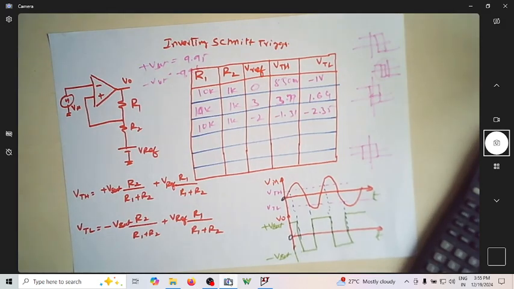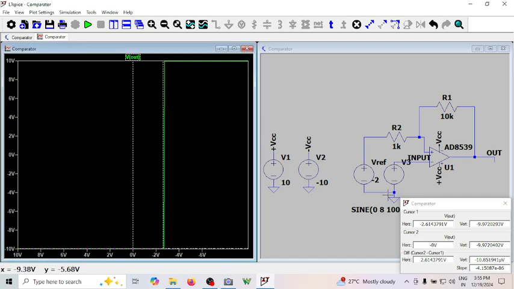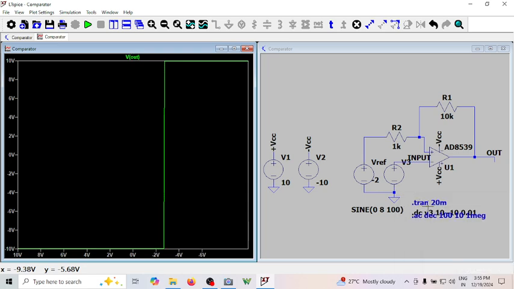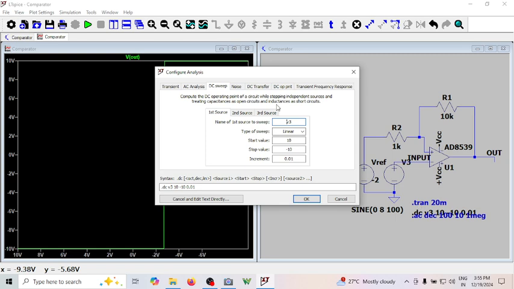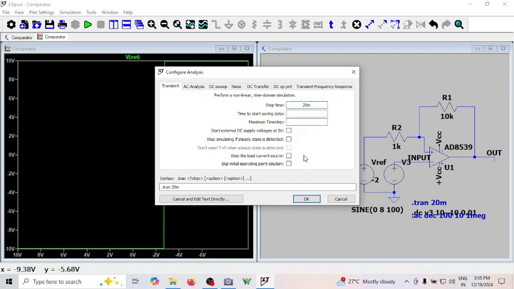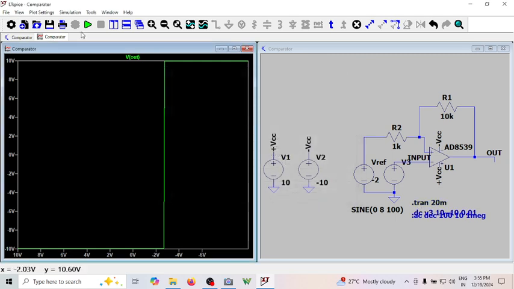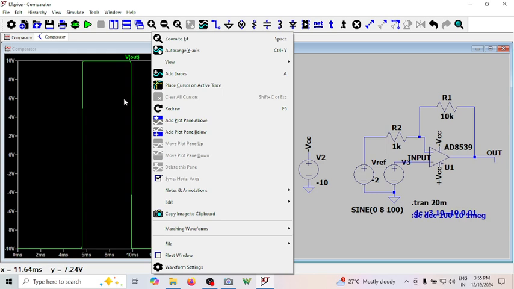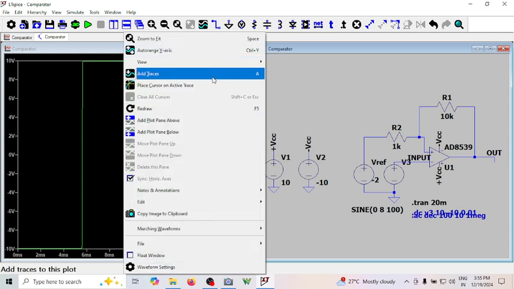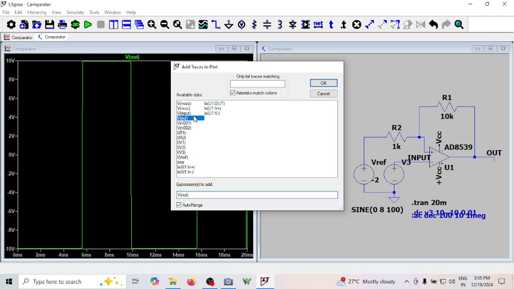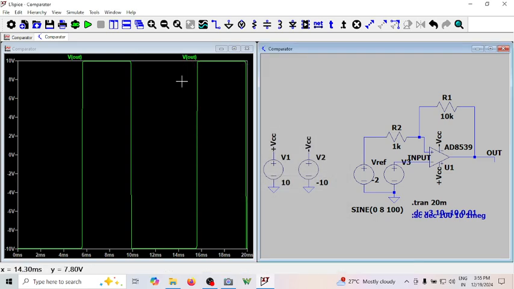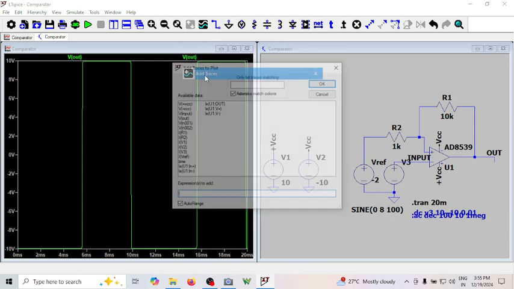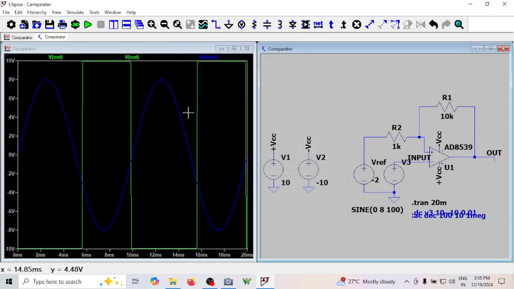Or if you are doing time response, what I'll do is simply change it. Everything else remains the same. Instead of this, I will go for .tran 20 millisecond. If I run, I'll get it. If you add a sine wave also, I will add traces, two outputs came. Let me add one more trace which corresponds to input.